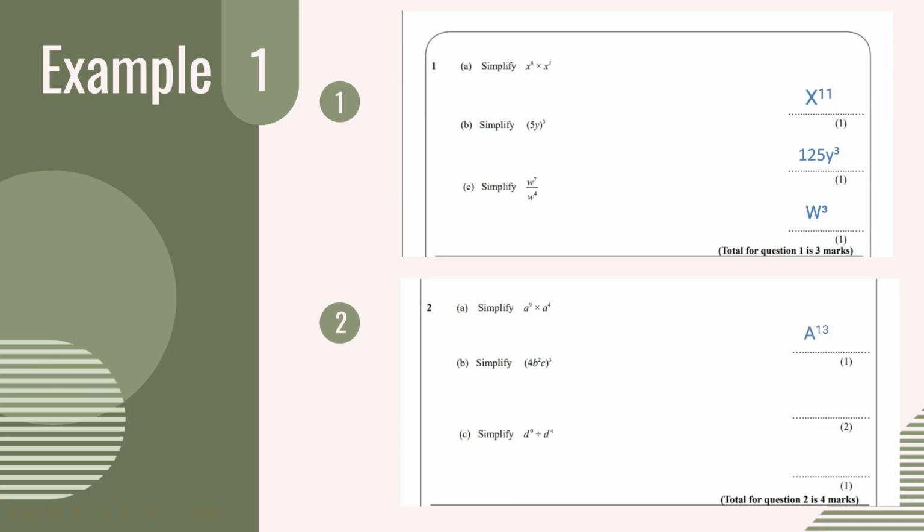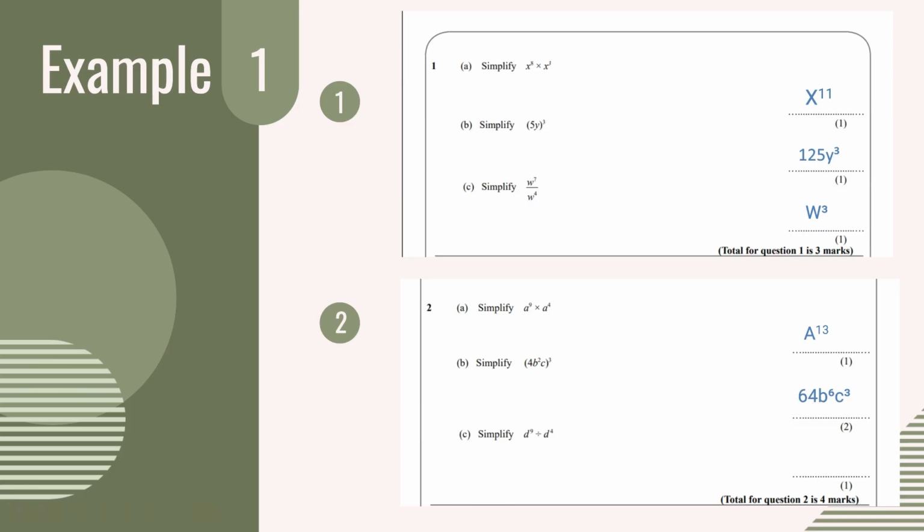As I stated before, on question 2b, we are asked to simplify a bracket with an indices outside. When you have an indice such as 3 outside, you use the indices against the bracket. As 3 is outside, we will cube the bracket individually. 4 cubed equals 64, b squared cubed equals b to the power of 6, and c cubed is just c cubed, giving us the final answer as 64, b to the power of 6, c cubed.